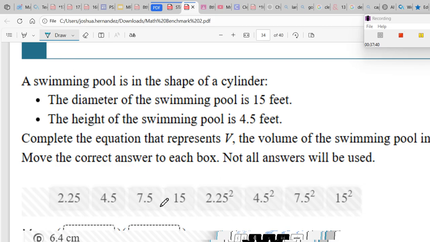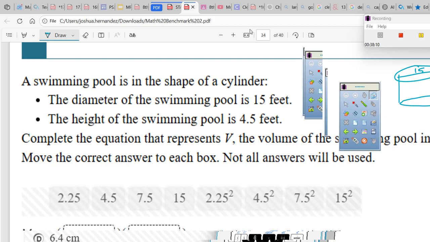Okay. Same for diameter. Let me see. The tank is in the shape of a cylinder. So we have a cylinder like this. The diameter is 15 feet. So from here to here is 15. My radius is half of that, guys, divided by 2, which is 7.5. Okay, that's your radius. Height is 4.5.